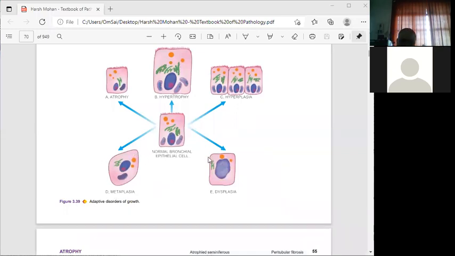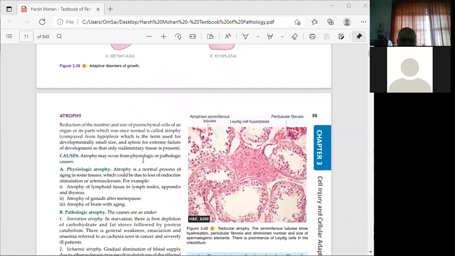And this is dysplasia, the last change. Dysplasia is nothing but the bad development of a cell. Remember it: dysplasia is the bad development of a cell. These are the adaptive disorders of growth.